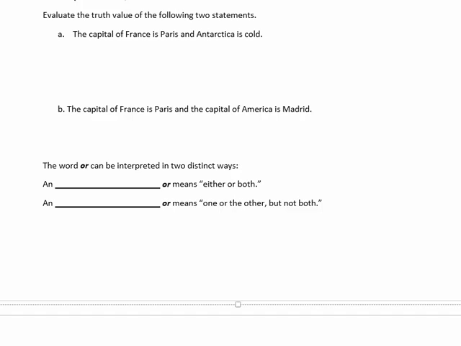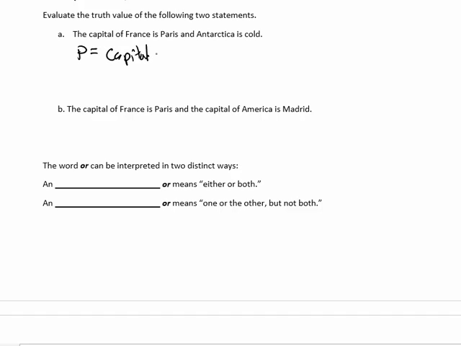Okay, so let's evaluate some of these truth statements. The capital of France is Paris and Antarctica is cold. Is that a true statement? Well, let's look at P: the capital of France is Paris. And then the other proposition, Q, is Antarctica is cold. So we've got two different statements. Are they together true? Well, Paris is the capital of France, and Antarctica itself is cold. Because P is true and Q is true, P and Q together, with the word "and," make it also a true statement. So yes, we can get away with saying the capital of France is Paris and Antarctica is cold. Both are true statements.